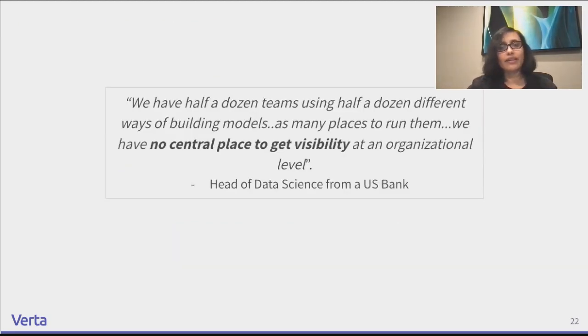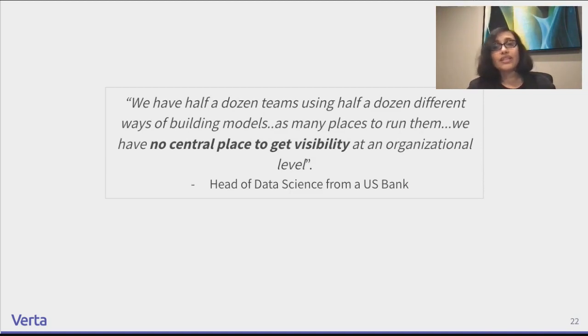The visibility and collaboration you're seeing with ML projects are somewhat broken. And this is a quote from the head of data science at a US bank: We have half a dozen teams using half a dozen different ways of building models, and as many places to run them. We have no central place to get visibility at an org level. Bottom line, data scientists are siloed. You don't want to reinvent the wheel, right? You'd much prefer to take the work of another data scientist and build on it, working on something novel versus working on the same problem that has already been solved, right? How often do you have that luxury?